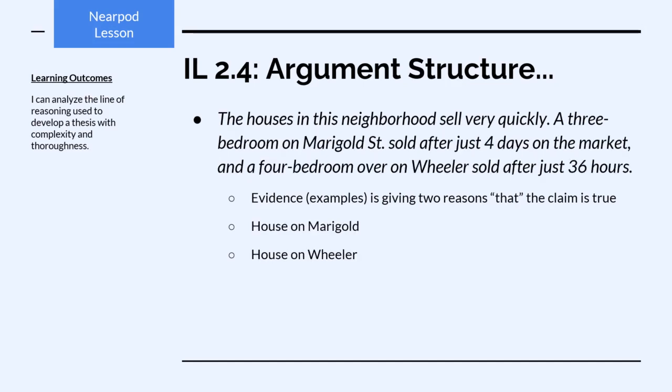But looking at our second sample argument here, the houses in this neighborhood sell very quickly. A 3-bedroom on Marigold Street sold after just 4 days. A 4-bedroom on Wheeler sold after 36 hours. Here, our evidence, our couple of examples, are not giving reasons why the claim is true. The houses in this neighborhood sell very quickly. For instance, the house on Marigold sold this fast. The house on Wheeler sold this fast. Those are each examples that demonstrate that this claim is true.